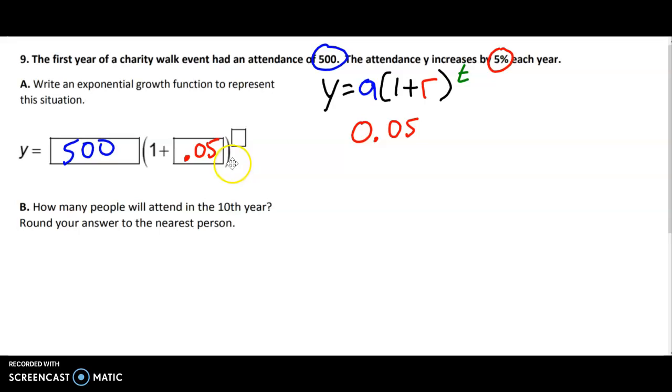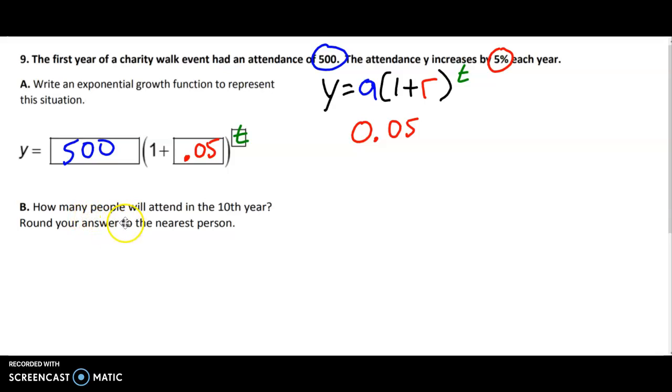Okay, and now if we write just the function, we're just going to put t here because that's going to be our input, because we don't know how many years it's going to be. Okay, we know it happens each year, but we don't know how many years. So this is the function. All we need to know is how many years. We plug in the years and we can find the answer. Okay, so we got part A. Now we're going to do part B.